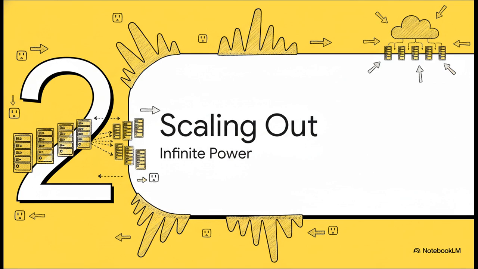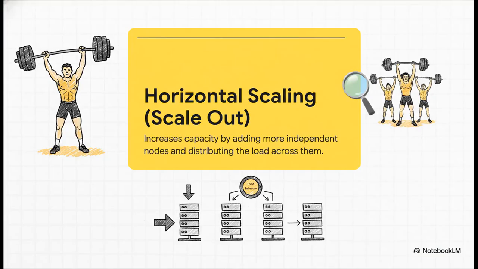Well, now we have to enter a totally new paradigm, the world of scaling out. This is horizontal scaling. So instead of one super strong weightlifter, you now have a whole team of lifters all working together. You're not making one machine bigger. You're just adding more and more machines to your fleet and sticking a load balancer out in front to spread the work across all of them.